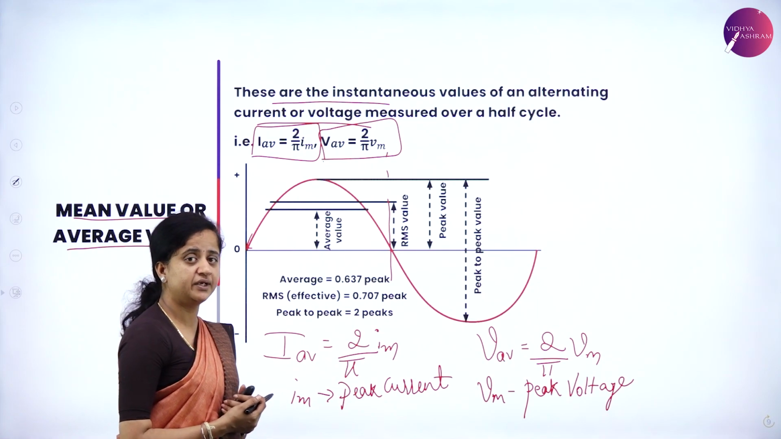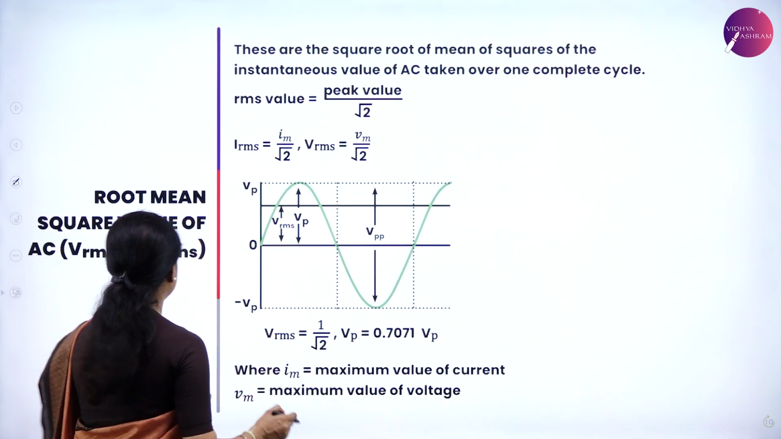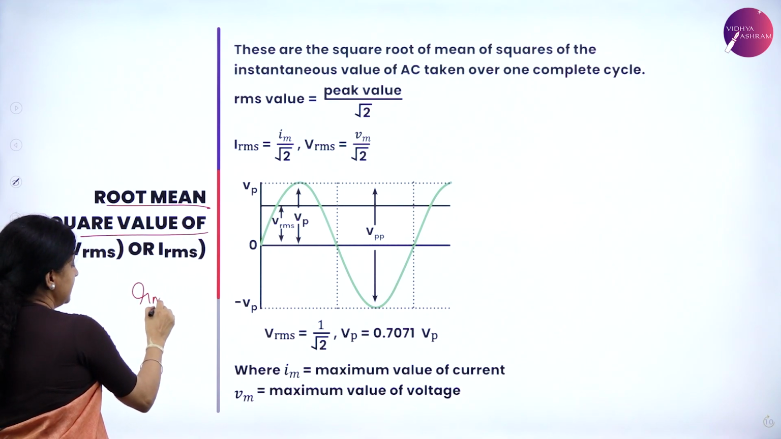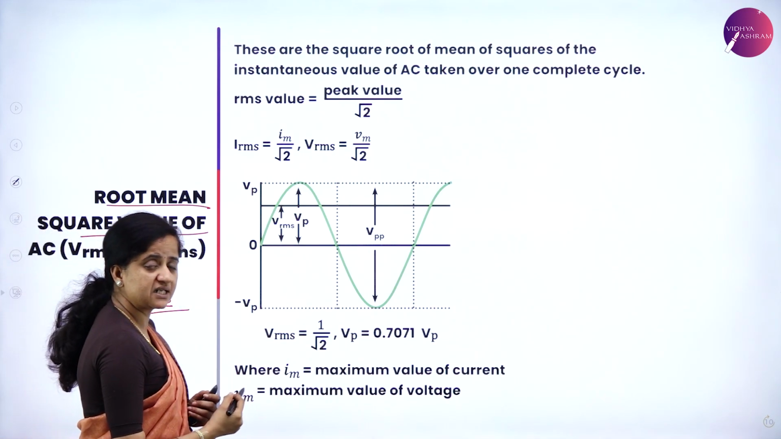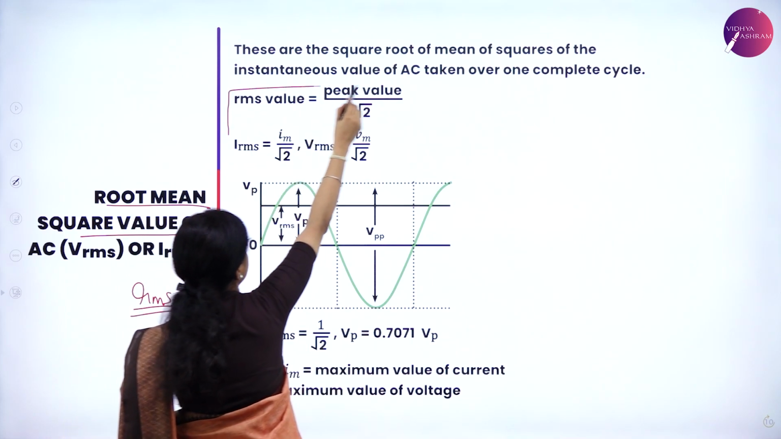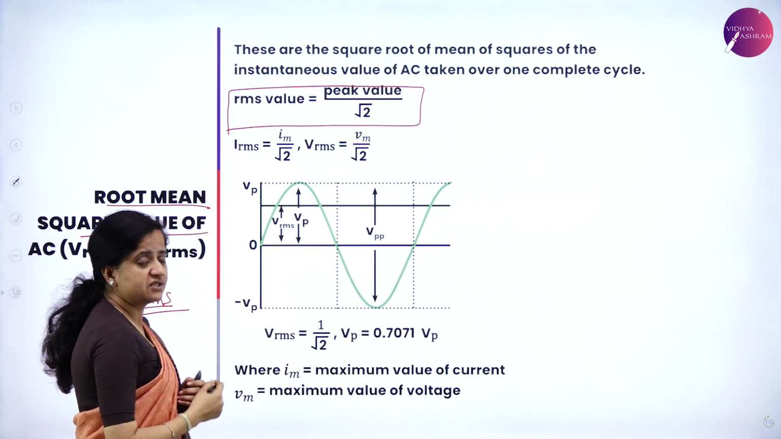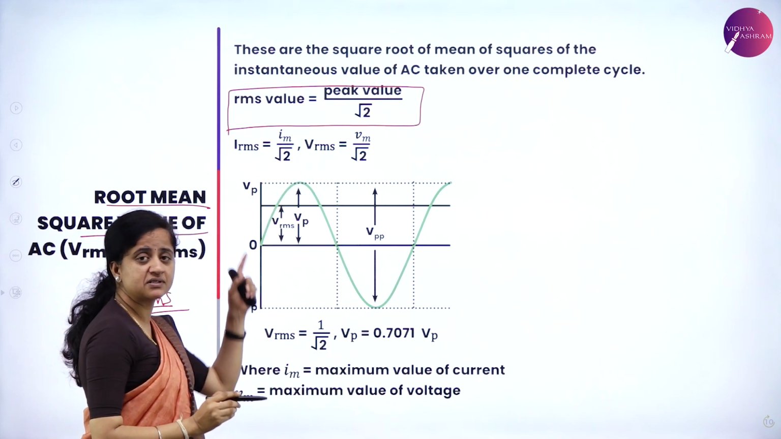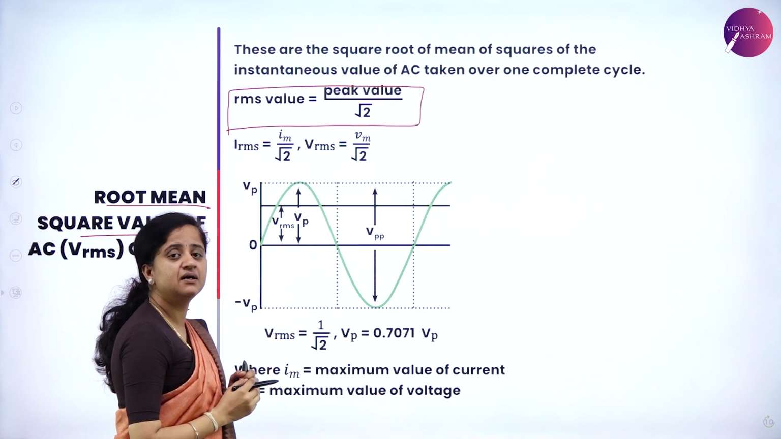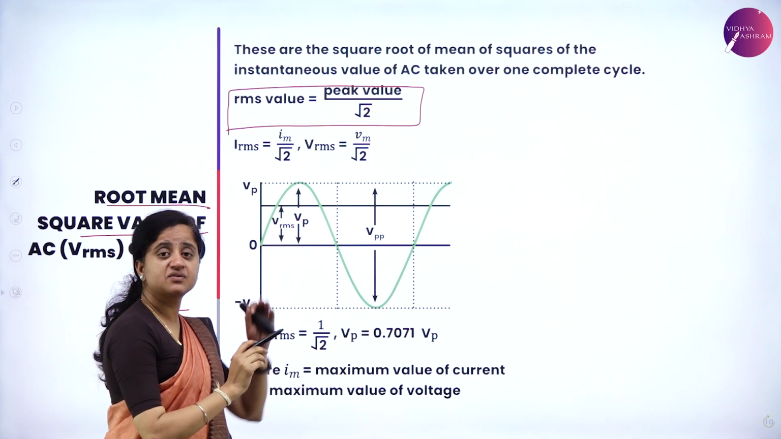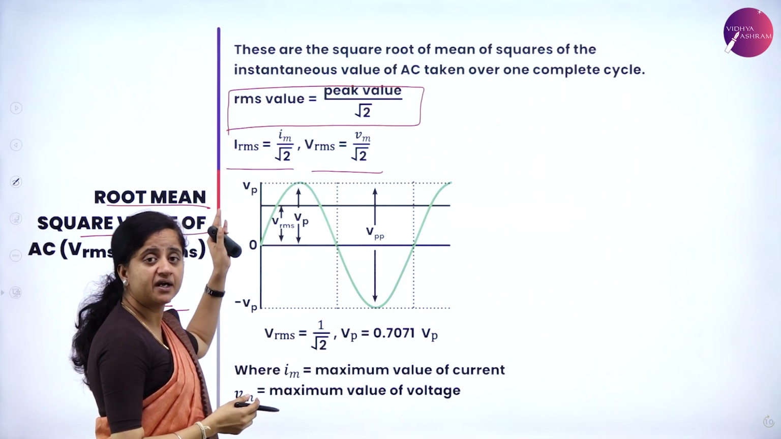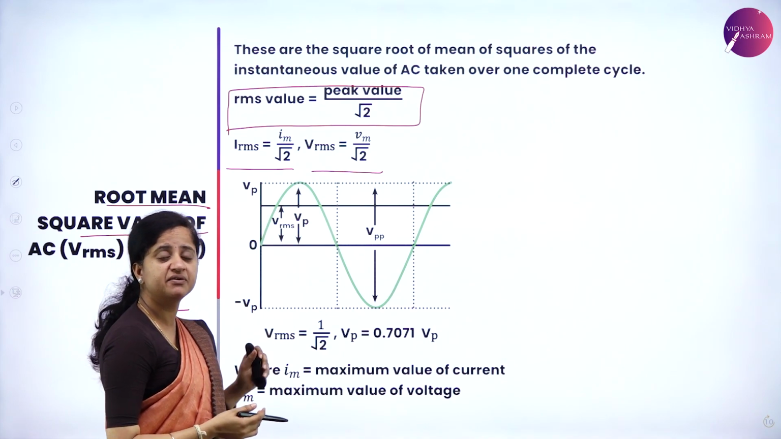This is how we can calculate the mean or average current for an AC, or the mean value of voltage. The next AC parameter to understand is the root mean square value, shortly called the RMS value. The RMS value for current as well as voltage can be calculated by taking the peak value divided by root 2. In case of current, it is Im divided by root 2, because Im is the peak value of current. In case of voltage, it is Vm divided by root 2, because Vm is the peak value of voltage. It is one of the important formulas to remember: for IRMS it is Im by root 2, and for VRMS it is Vm divided by root 2.